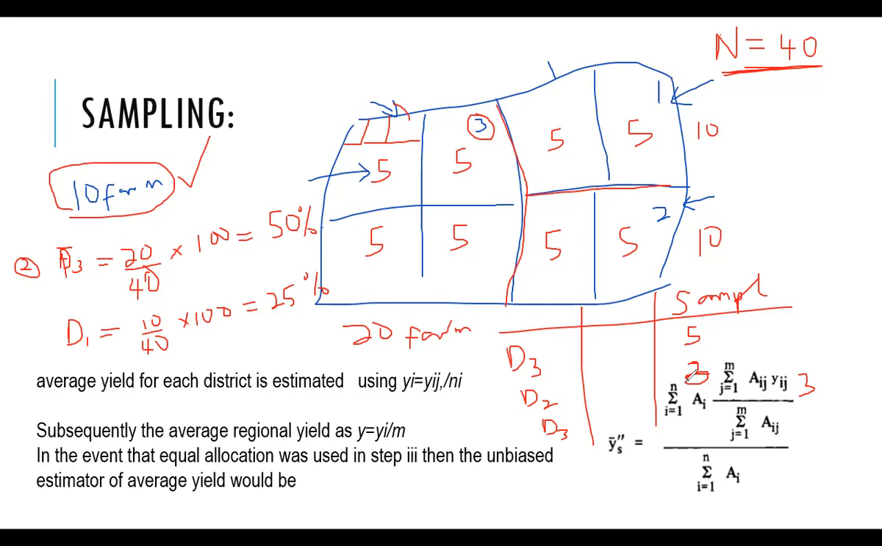This is what we refer to as proportional allocation, using the number of farms.